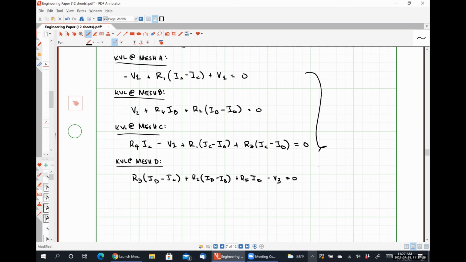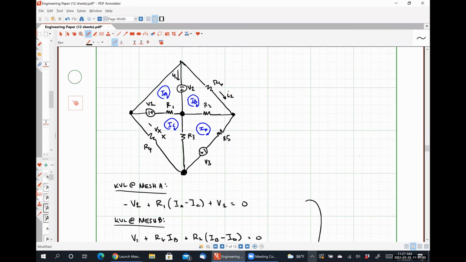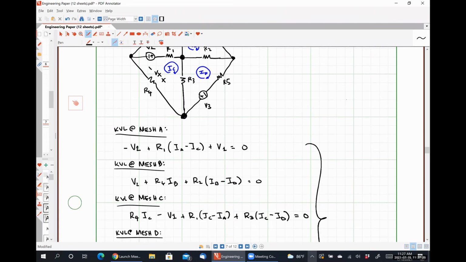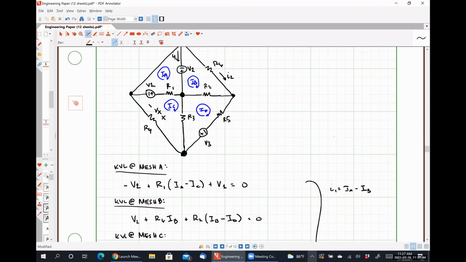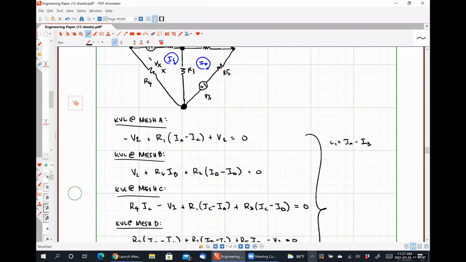So I have these 4 equations, and I would solve those. I can see that I1 is IA minus IB. I can see that I2 is simply IB. And I can see that Vx is just going to be R4 times IC.